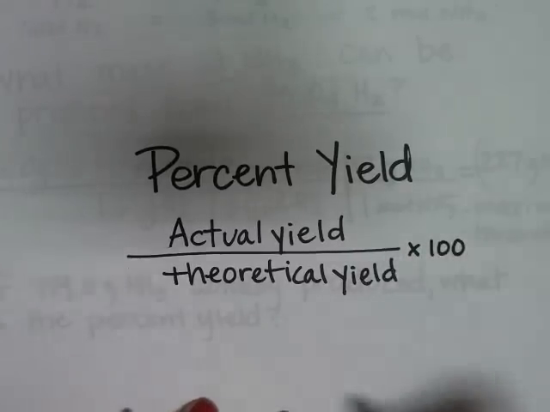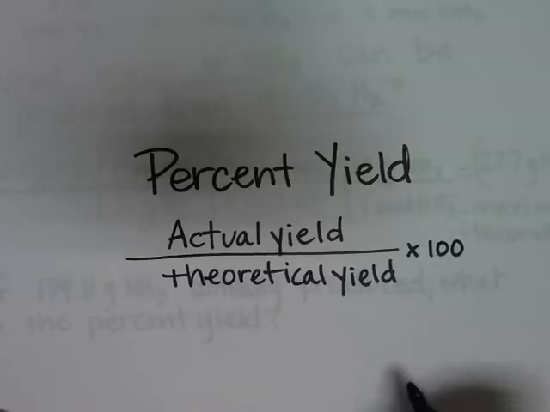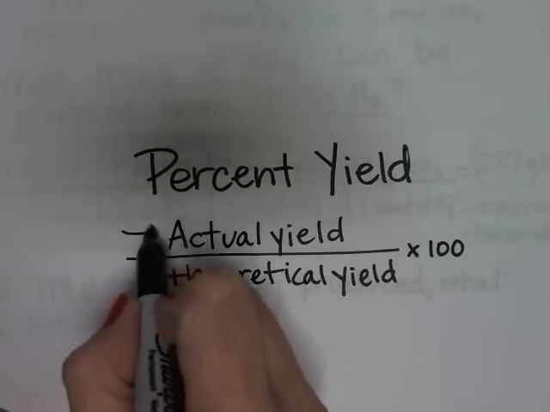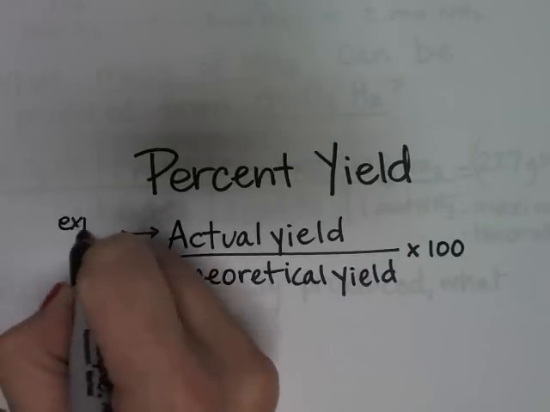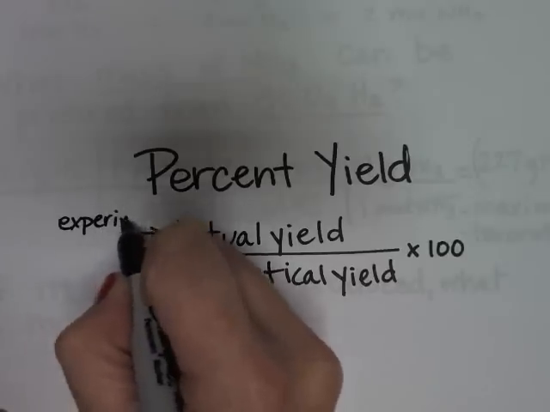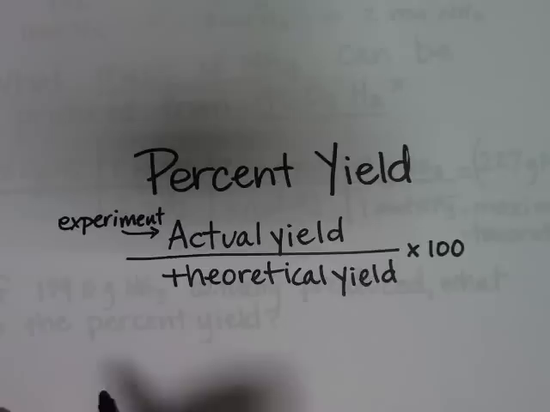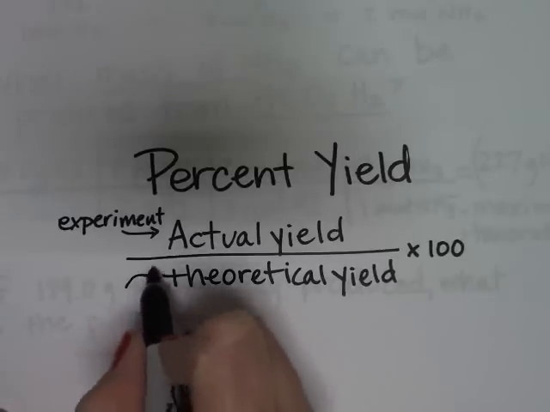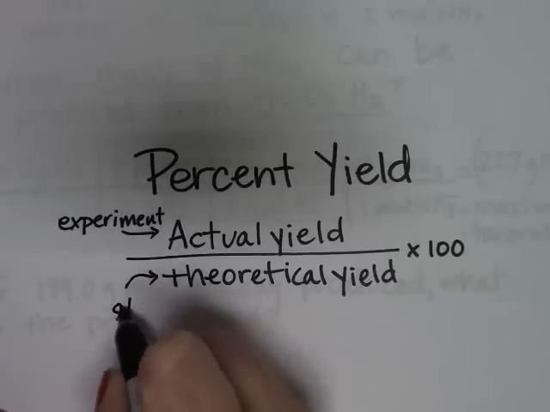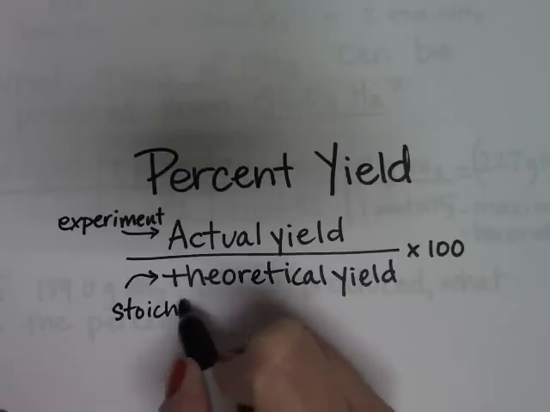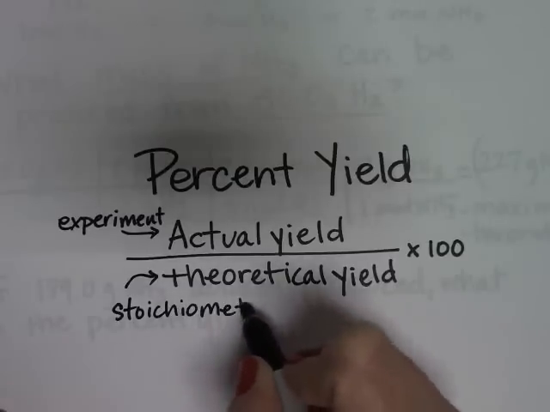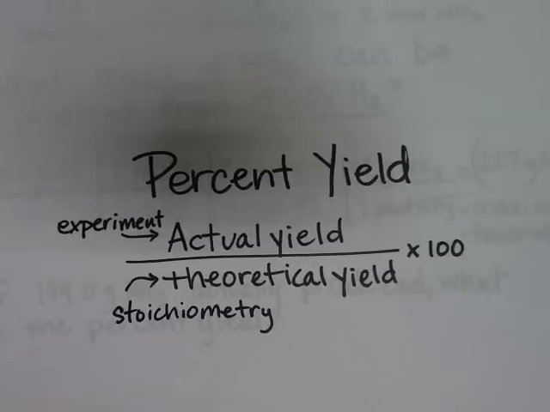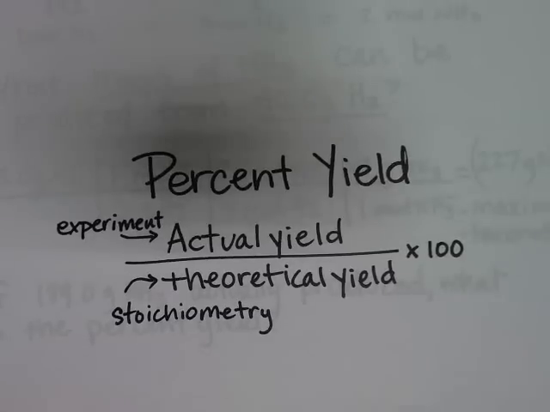Times 100. So where is this information likely to come from? The actual yield can only come from experiment. So this value for you is probably going to be given. The theoretical value, on the other hand, you can always find using a stoichiometric calculation. So this is the basic formula for percent yield. Let's do that for our ammonia reaction.